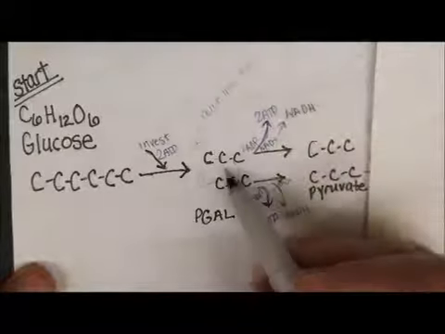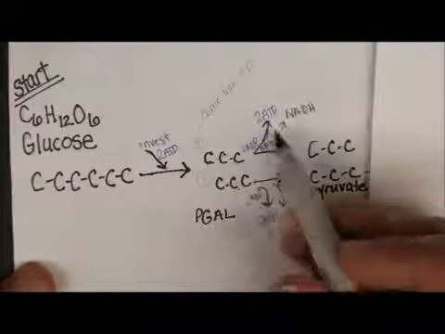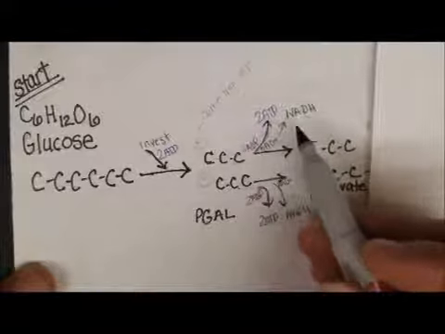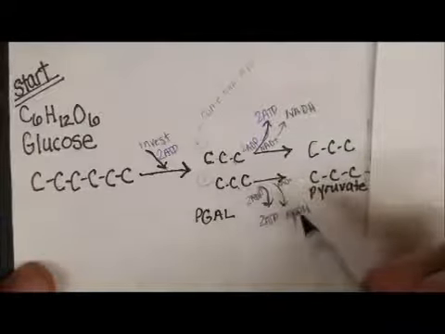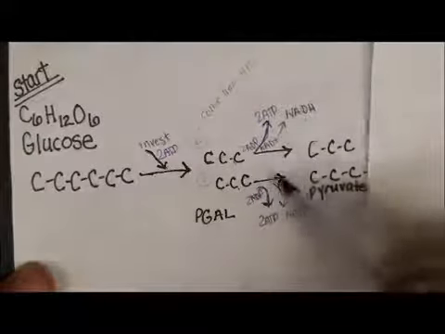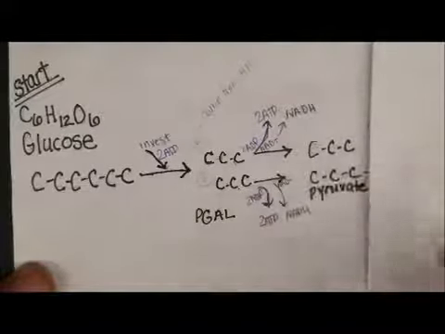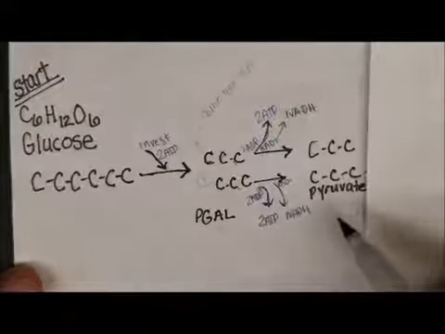Each one of these 3-carbon PGALs is going to do that. So this one's going to produce 2 ATP and 1 NADH, and this one's going to produce 2 ATP and an NADH. The compound that's left over after this reaction is called pyruvate, or sometimes known as pyruvic acid.